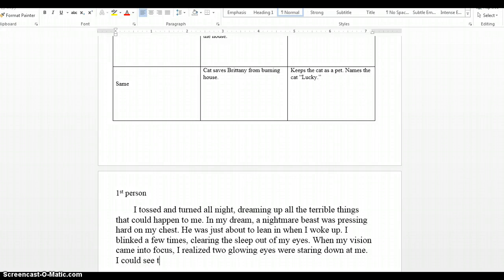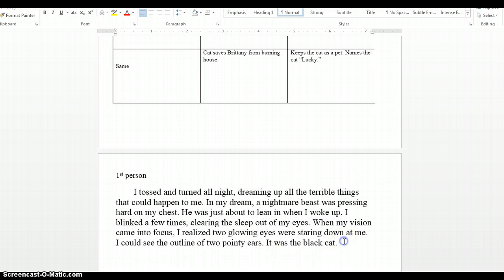I could see the outline of two pointy ears. It was the black cat. Now, some people may put an exclamation point there because they think it adds excitement. I think exclamation points are overused in writing. Instead, you should make it exciting with your words rather than with your punctuation.